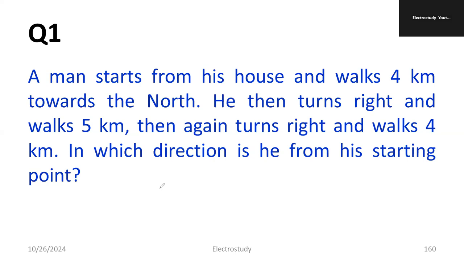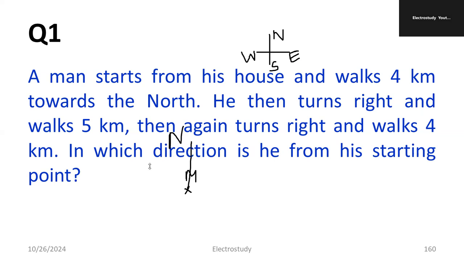A man starts from his house. Suppose a man is at his house and walks 4 kilometers towards the north. First of all, you have to mark the directions. So we have north, then south, we have east, then we have west. This is the basic direction. Suppose a man started walking 4 kilometers towards the north. A person is here, and he's going to walk 4 kilometers towards the north.